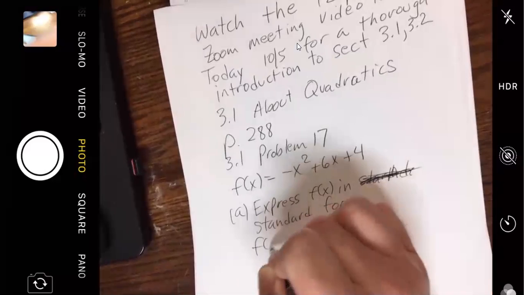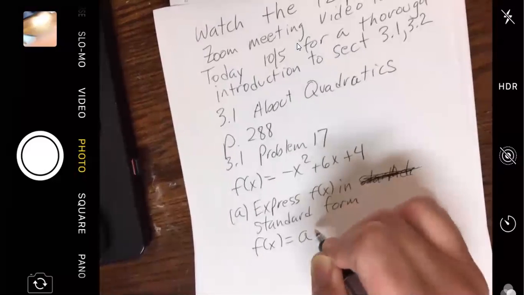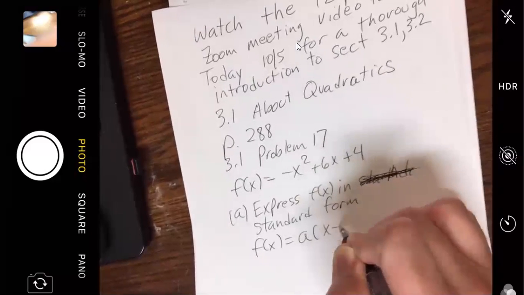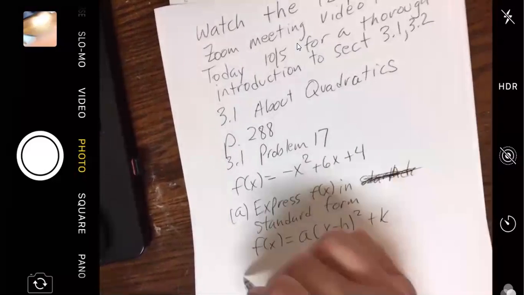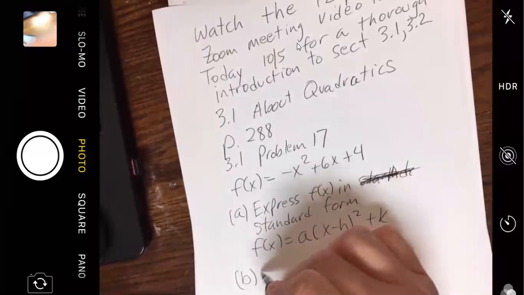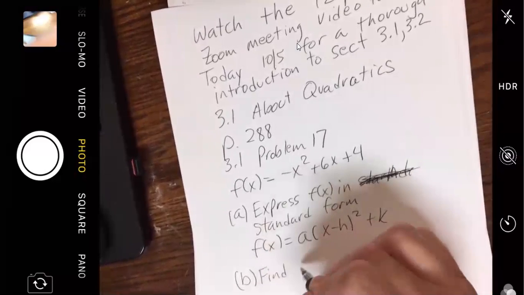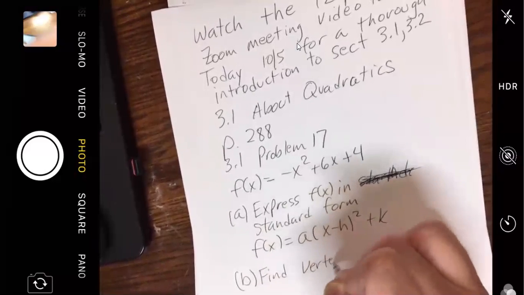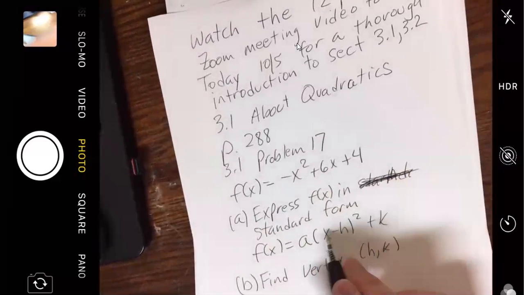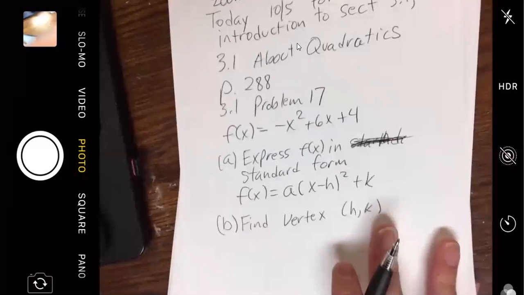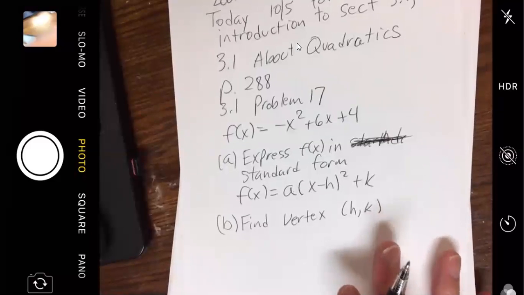Okay, that is given to be a times x minus h squared plus k. They ask the stuff out of order. B says find vertex. That is the coordinates h and k. So you've got to find this to fill in for the standard form. Explained all this in the 12 o'clock video.